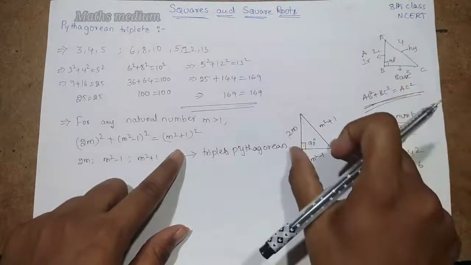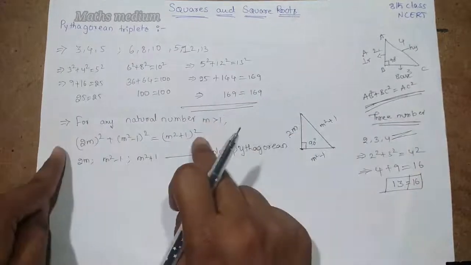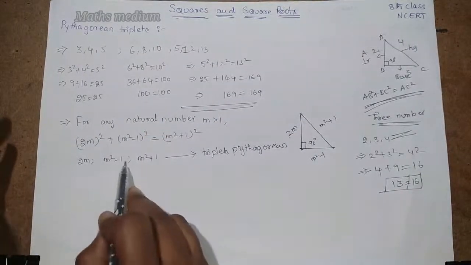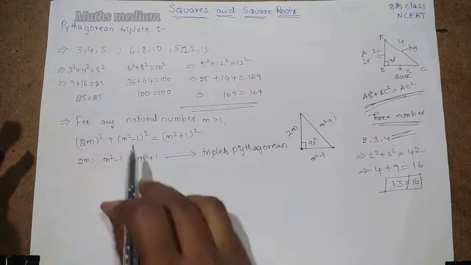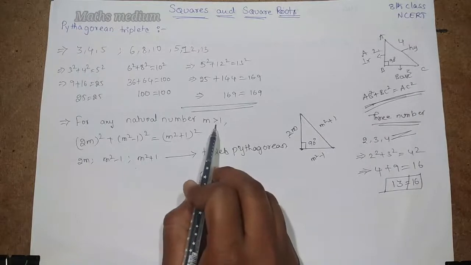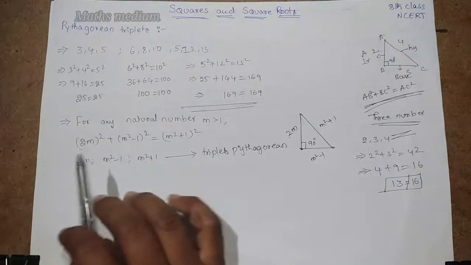So, based on this Pythagorean theorem, this is the formula to find the Pythagorean triplets. So 2m, m square minus 1, m square plus 1. Here m is a natural number. It must be greater than 1. That is the condition for finding the Pythagorean triplets.